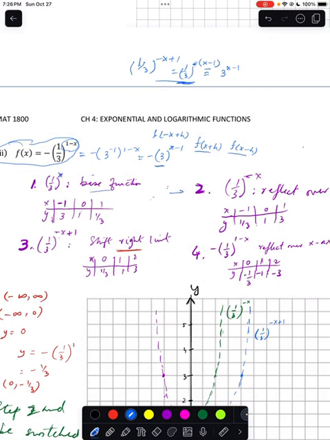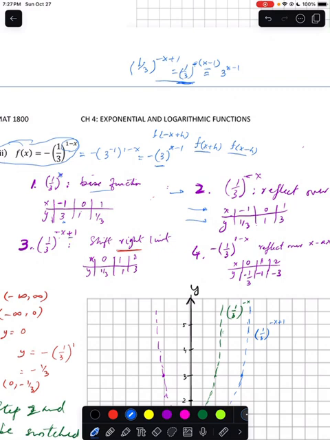I did negative x, 1 over 3 to the negative x. This is reflected, or flipped, over the y-axis. So my points changed: the x values changed and the y values remained the same. So negative 1 was 3 here; over there it became 1 over 3. And where it was 1 over 3, it became 3. And then I did negative x plus 1.